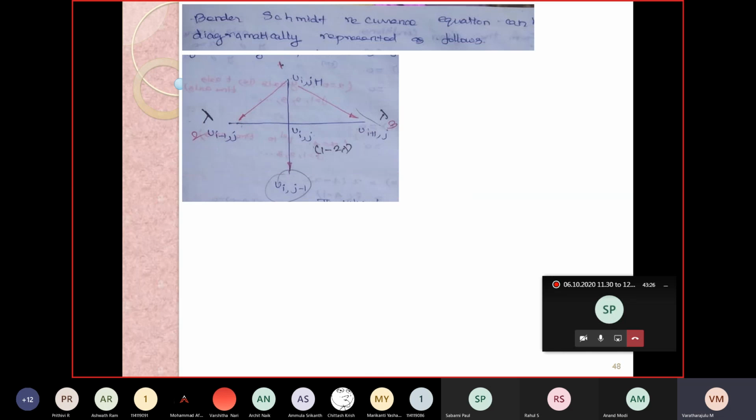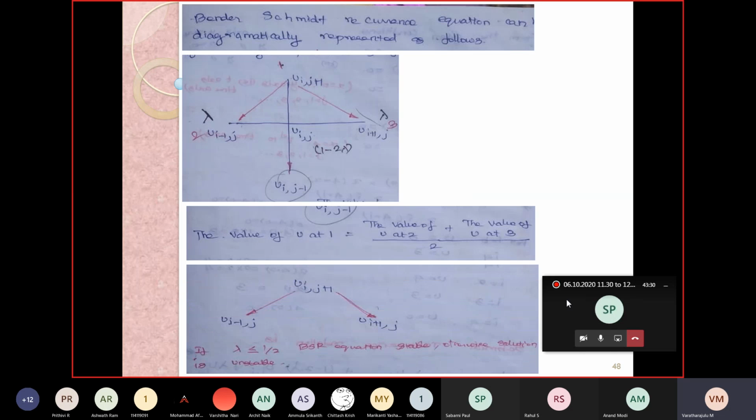This can be diagrammatically represented. The Schmidt relation can be diagrammatically represented in this way, and Bender-Schmidt can be represented this way. When the lambda value is less than or equal to 1 by 2, for boundary value problems the solution becomes stable. Otherwise, the solution won't be stable. This means the Bender-Schmidt relation.